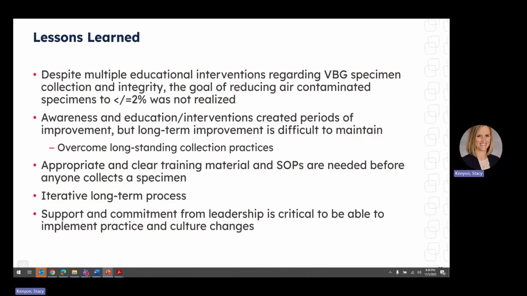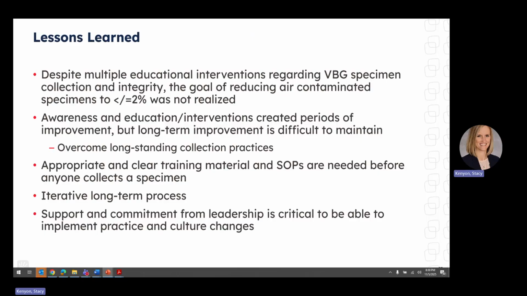We also learned, which should be pretty obvious, that having appropriate and clear training material and SOPs are needed before anyone collects a blood gas specimen. During this process, not only did we learn that we didn't historically have blood gas specimen training material, we also learned that there were no competency requirements for specimen collection in general for those that collect specimens at our hospital.